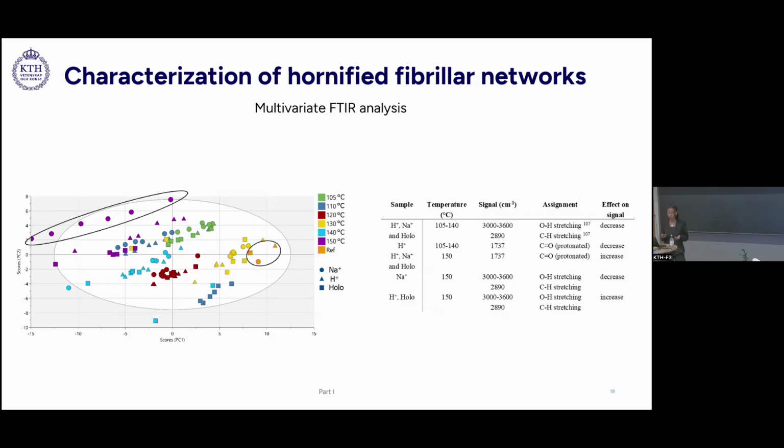In the score plot, what we did obtain was that the non-treated sheets and the sheets treated at the highest temperature were quite distinct, and we also saw a clustering of each temperature. One of the main findings, however, was that we obtained unique spectral variations for the sheets heat treated at 150 degrees. This was especially an increase in the signal intensity assigned to the carbonyl group, which could indicate hemiacetal or ester crosslinks. However, hornification occurs at lower temperatures, so we concluded that this cannot be the main cause of hornification.